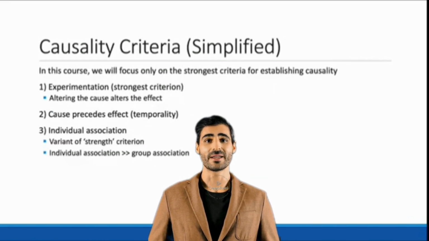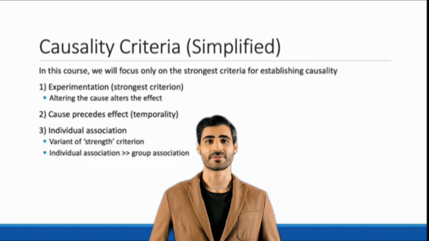Next is coherence. The relationship should not contradict existing knowledge about the disease. It should fit logically with what we already understand. The evidence that smoking causes lung cancer aligns with what we know about how smoking harms lung cells and contributes to cancer development.